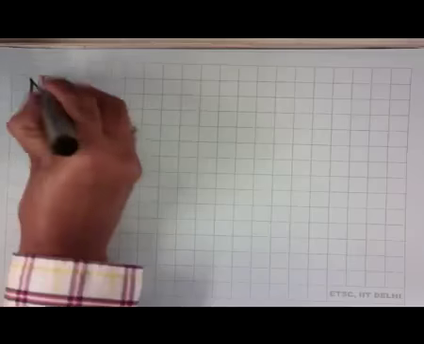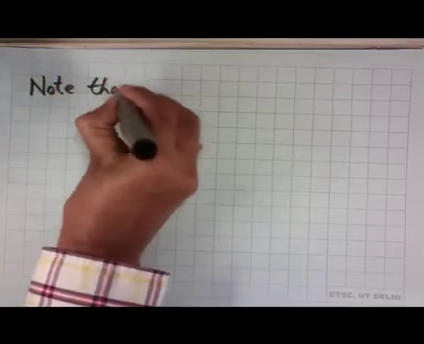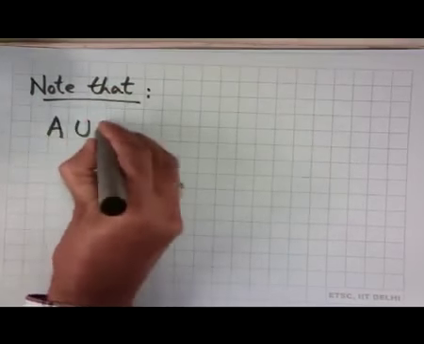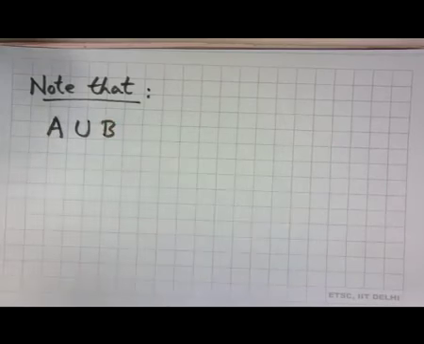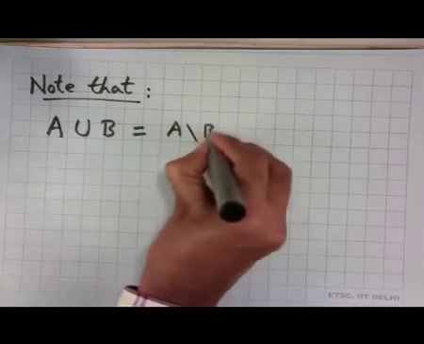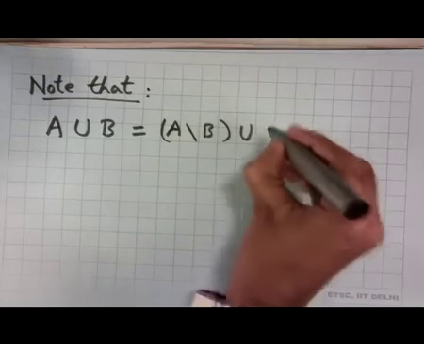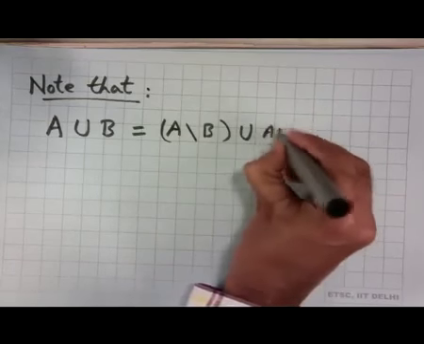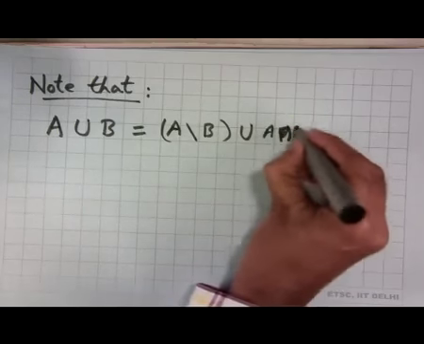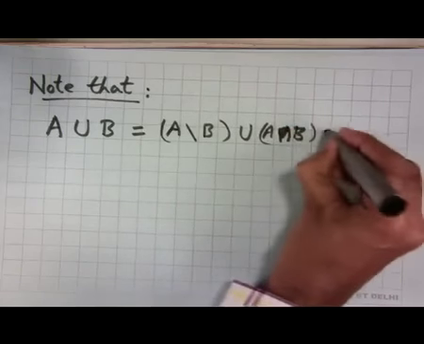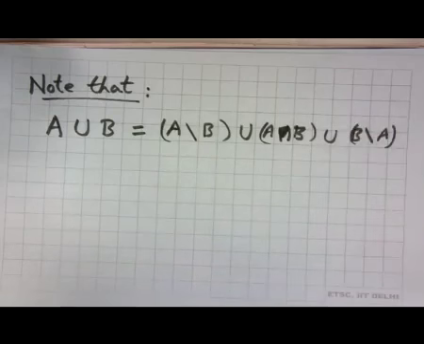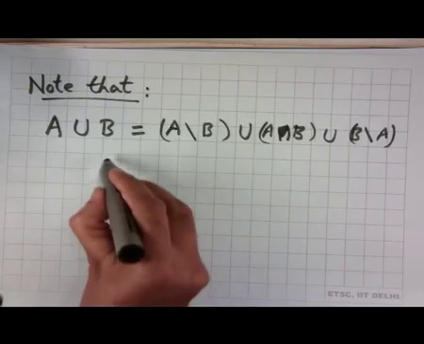So, note that I can write A union B is equal to A minus B union A intersection B union with B minus A, right. So, let me explain this by a Venn diagram.